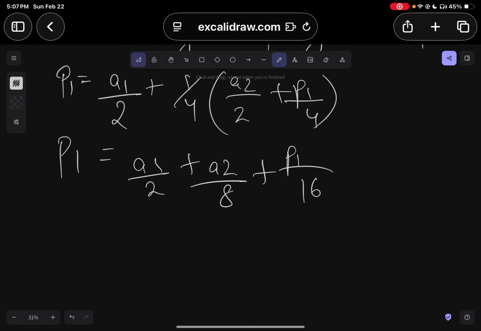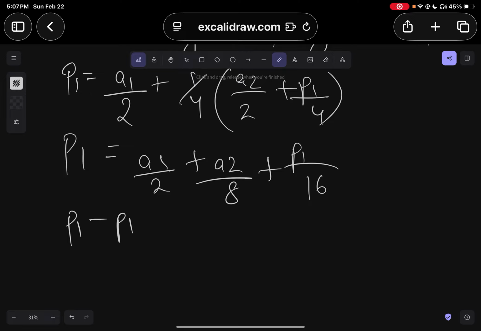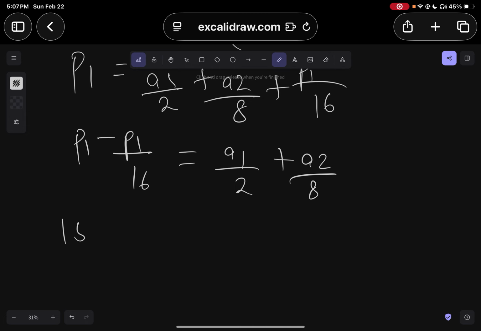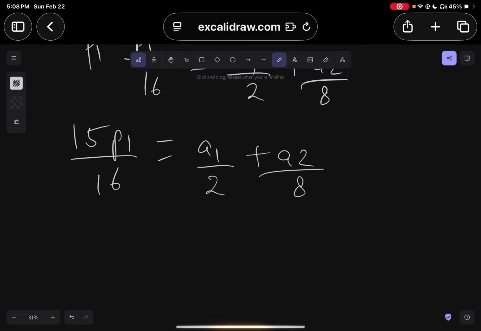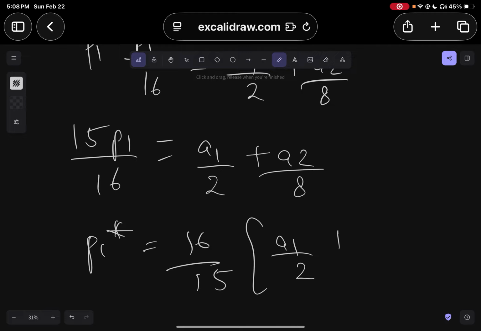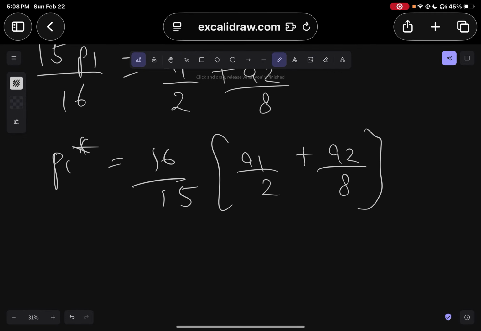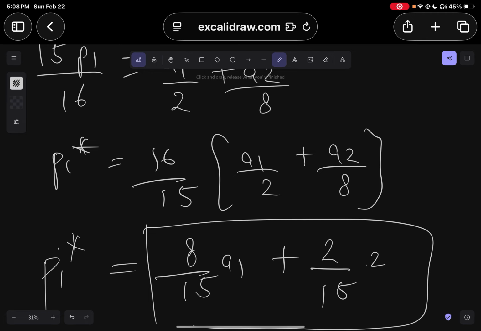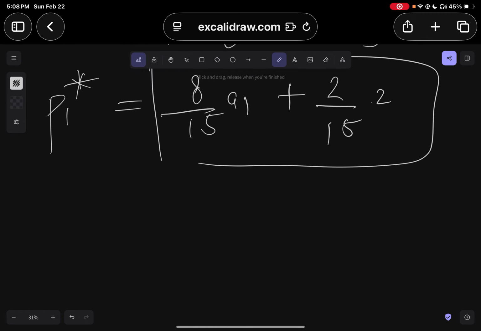Then we want it in terms of P1, so we get P1 minus P1 upon 16 is equal to A1 upon 2 plus A2 upon 8. It will be 15 P1 upon 16 equals A1 upon 2 plus A2 upon 8. And then P1 star is 16 upon 15 times A1 upon 2 plus A2 upon 8. Now we cancel these, so it will be 8 by 15 A1 plus 2 by 15 A2. This is the best response function of firm 1.